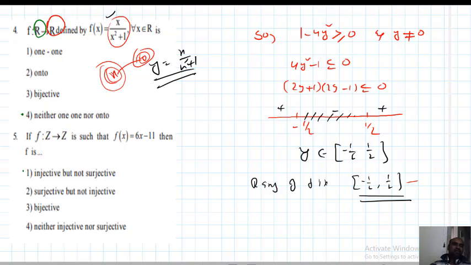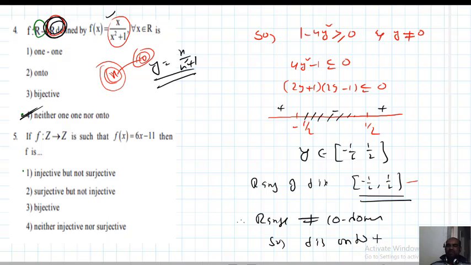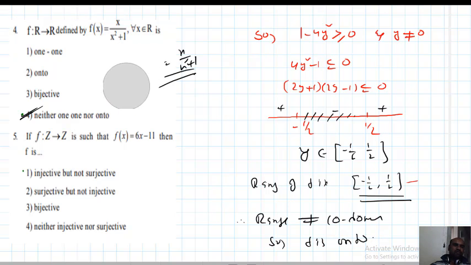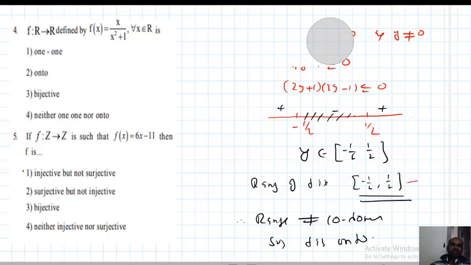This is not equal to R. Here the codomain is given as R, and I got the range as minus 1 by 2 to 1 by 2. So the range is not equal to the codomain, so it is not onto. Already we proved that it is not 1-1. Now, not onto means the first option is not correct, the second not correct, the third not correct, and the fourth option is correct: neither 1-1 nor onto. So I will write here: range not equal to codomain, so f is not onto. Very important question under this one.